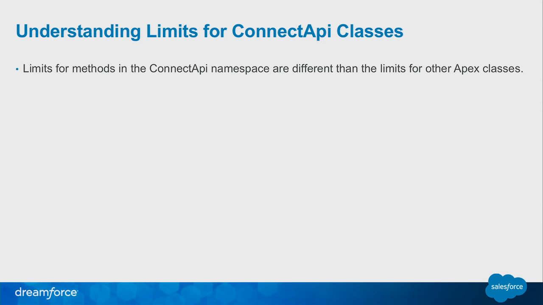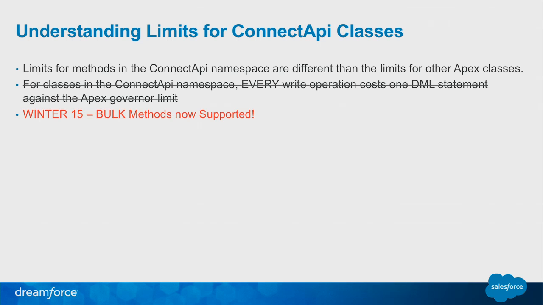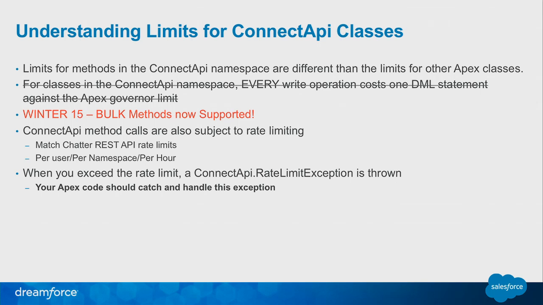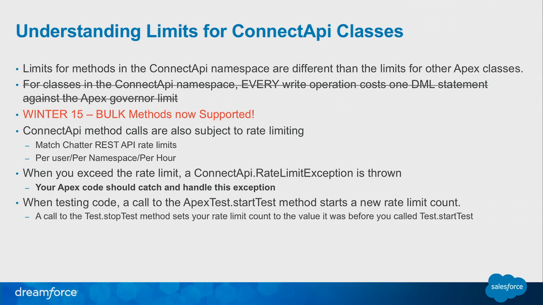A couple of other points before we finish off. Limits in ConnectAPI are a little different, although thankfully the biggest issue of the DML limit has gone away to a degree. Bulk methods are now supported. There is also rate limiting. That's not something I've ever really hit, but you should be testing for that and catching that exception. It's a different exception from what you'll see elsewhere. But when testing the code, the test starts a new rate limit. So if you're expecting to do a lot of volume, you need to be testing for that.